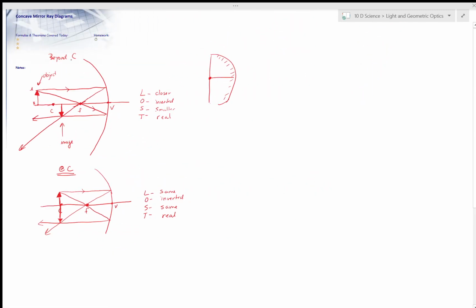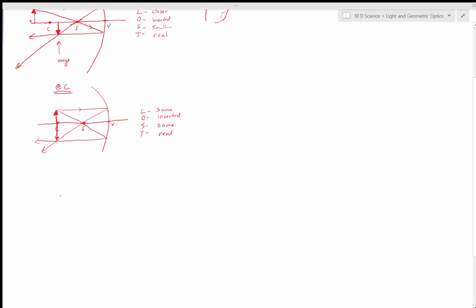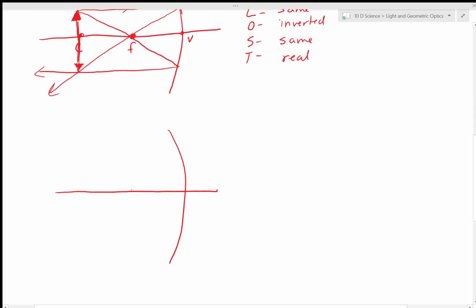So we've done beyond C and we've done at C. The next one that we are going to draw is going to be between C and F. So let's go ahead and draw that out. So we've got our focal point, about twice this distance. We have our center of curvature, focal point, vertex. And so I'm going to place my arrow somewhere in here, between C and F. And we're going to follow the exact same rule. So if you're ready, you can pause the video, try it out for yourself. Otherwise, I'm going to start in about 2 seconds.